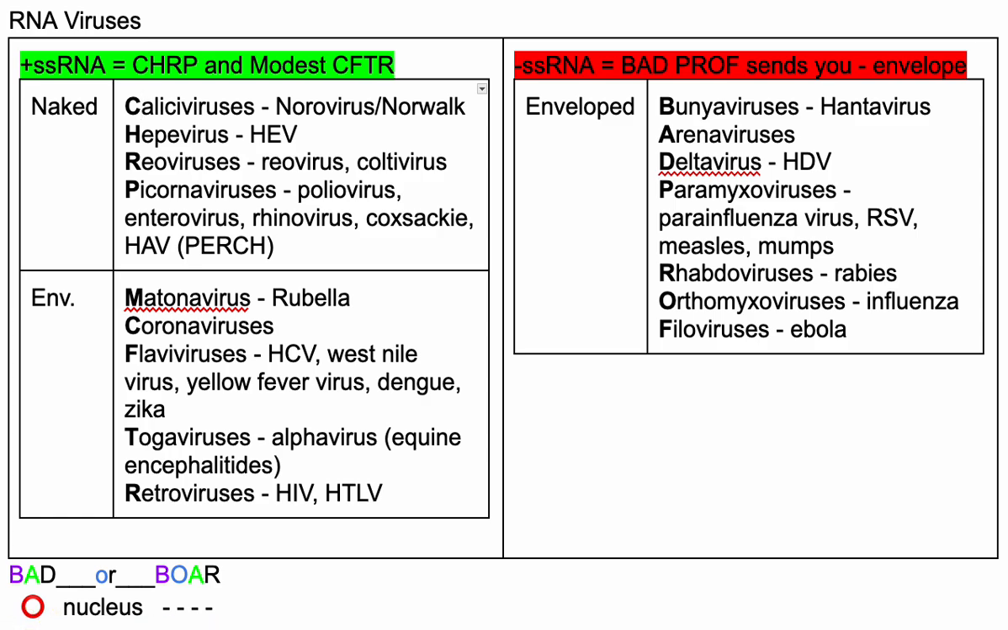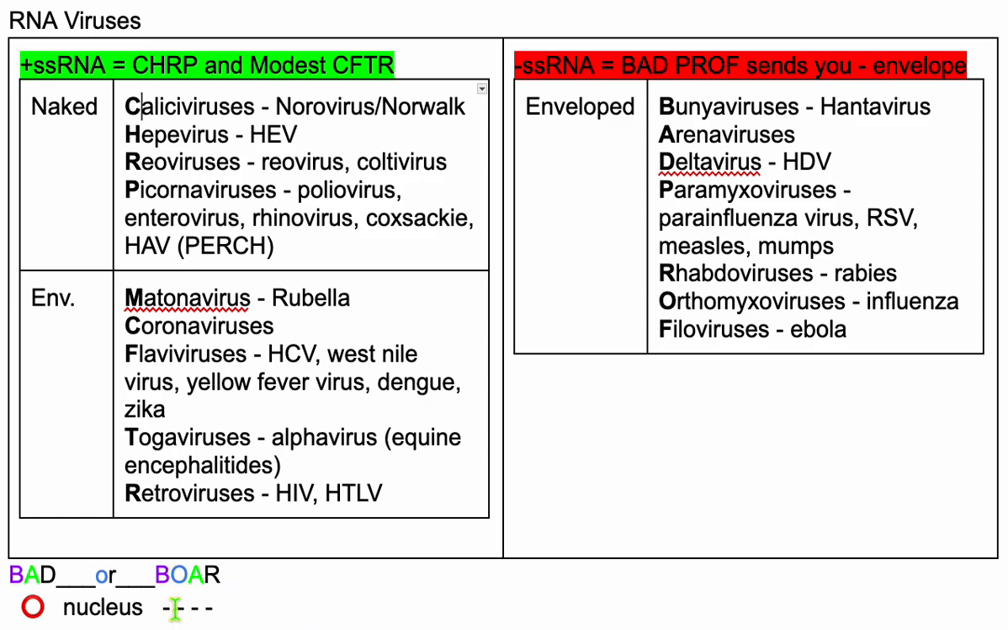And then the other key piece of information you want to know here are these bottom three bits of information. BAD is going to be circular RNA. That's going to be your Bunyavirus, arenavirus, and delta virus. OR is going to be your orthomyxovirus, influenza, as well as your retroviruses, HIV and HTLV. Those are going to replicate only in the nucleus, whereas all the other viruses here replicate in the cytoplasm.